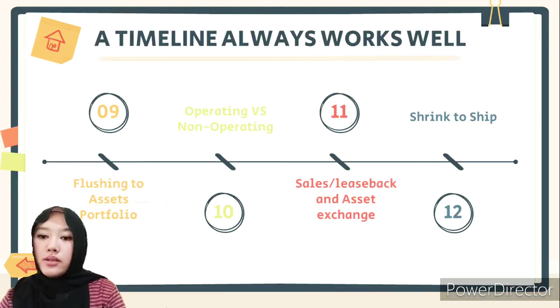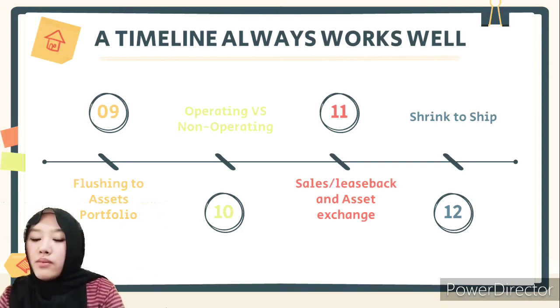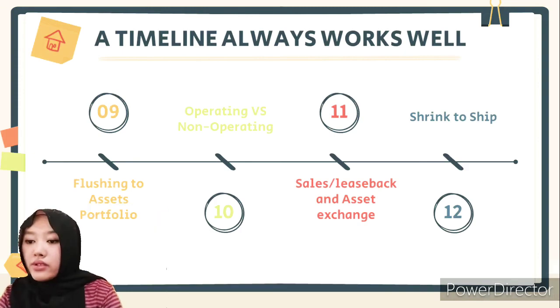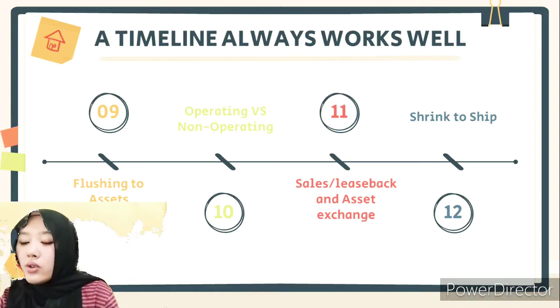And number 9 is flashing to asset portfolio. Most accounting standards require the investment to be classified either as held for trading or available for sale, and any changes in value are recorded in the income statement. This technique involves the manager's judgment in deciding the holding intent, timing of sales, and writing down of impaired investment.